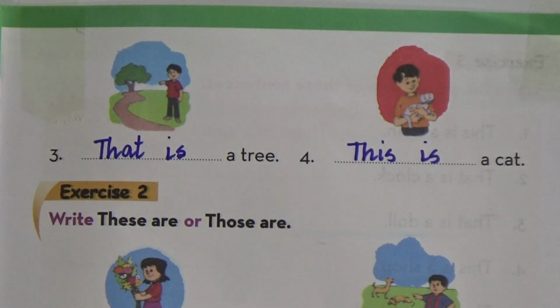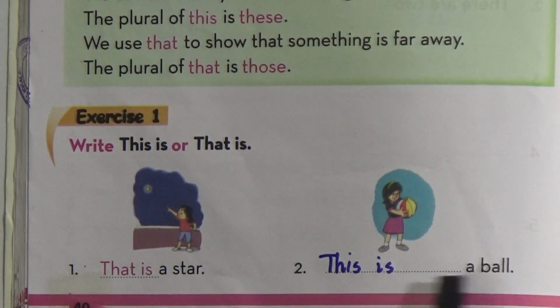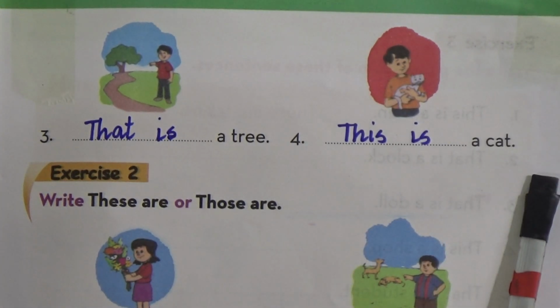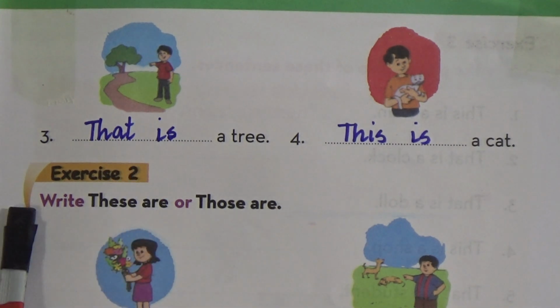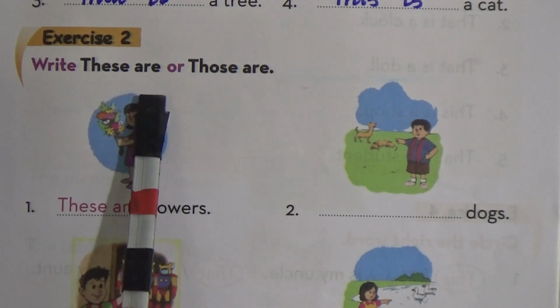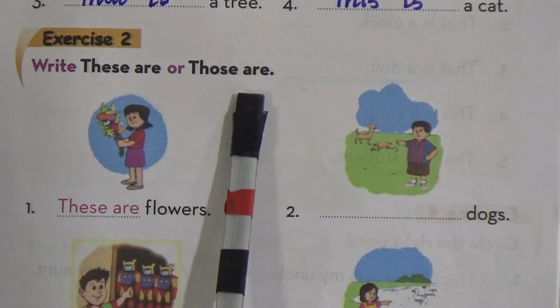So we will revise exercise number 1. Question number 1, that is a star. Number 2, this is a ball. Number 3, that is a tree. And number 4, this is a cat. Now we will do exercise number 2. Write these are or those are.